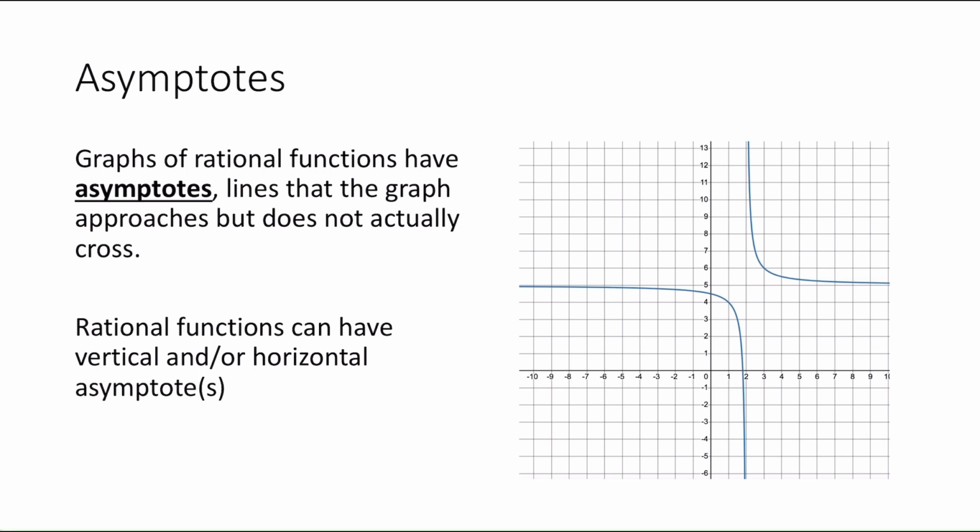So we also have this idea of something called an asymptote in a graph of a rational function. Okay, so it's really important to understand that asymptotes are not on the graph. So if you go to Desmos or your graphing calculator and you type in the equation of a rational function, it won't graph the asymptote. But asymptotes are lines that we know are there because we know how the function looks. Okay, so they are lines that the graph will approach but not actually cross. So rational functions can have vertical and/or horizontal asymptotes.